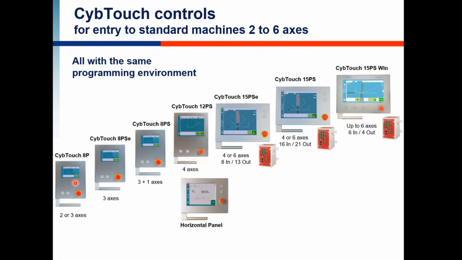Then we are on the Cybelec 8PS, which is the Cybelec for synchronized machines, which means with Y1 and Y2. 3 axes only, so currently limited to Y1, Y2, and X being the back gauge.